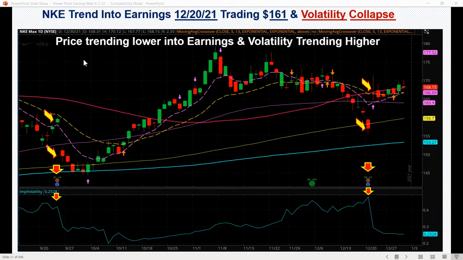You can also see Nike here. Again, it was trending down and implied volatility was trending up. So those are things that you can look for.